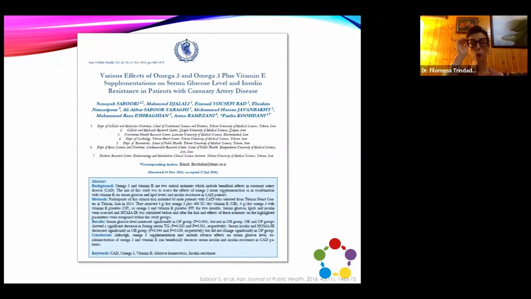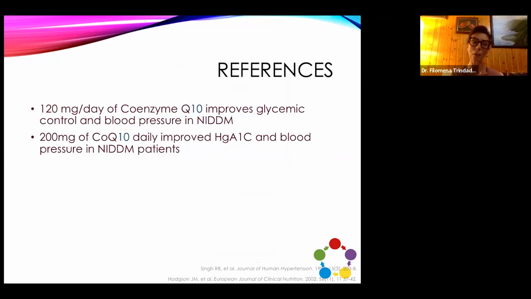And we're seeing more and more studies looking at combination products. So this is looking at omega-3 plus vitamin E. So just realize that although we do this in clinical practice, we also now have studies showing the same thing or testing the same thing.